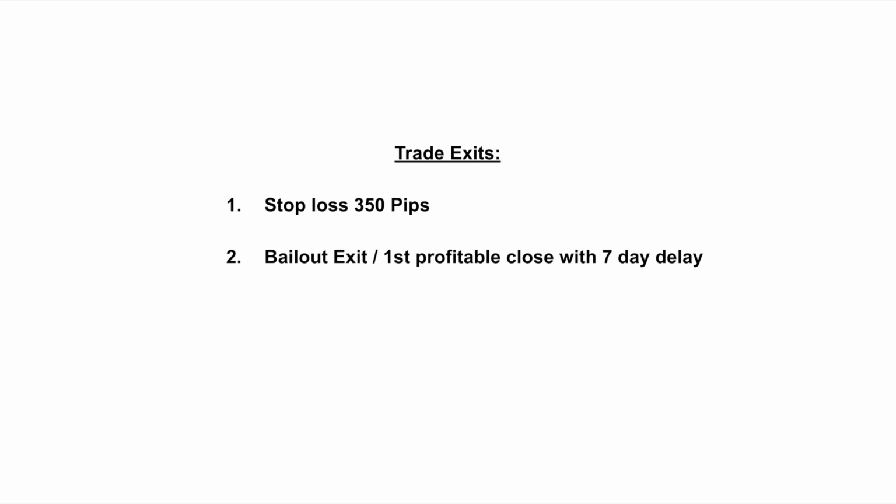Now, I actually ran 3 optimizations when I was developing this strategy. I optimized for the best trading day of the month, and I actually optimized for the highest percent profitable. You can see that in the original video. Then I optimized for the bailout exit with the 7-day delay. I optimized that 7-day delay number, and I found that for what I wanted, 7 worked the best. And then I optimized the stop loss and found that 350 pips worked very well too. So let's have a look on the chart.